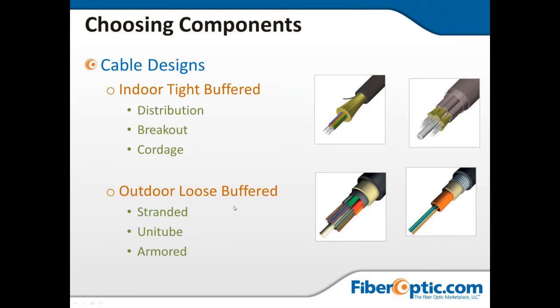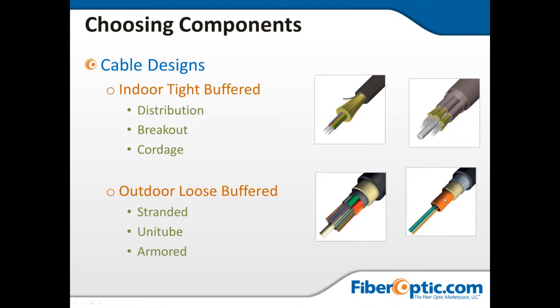Now, as you move outdoors, they tend to be loose tube buffered or loose buffer tubes, often gel filled. The first picture, where I put the arrow with my cursor, is what we call a stranded design, meaning that the tubes are helically wrapped around a central strength member, each tube containing typically 12 250 coated fibers. That's pretty much the standard design for outside plant cable.